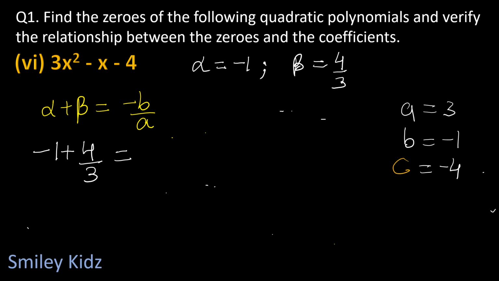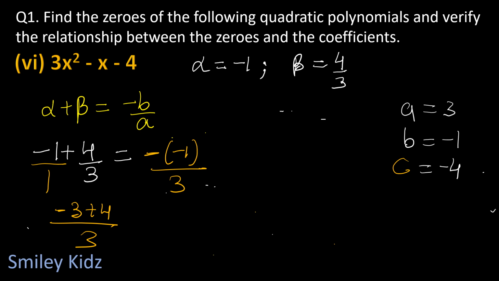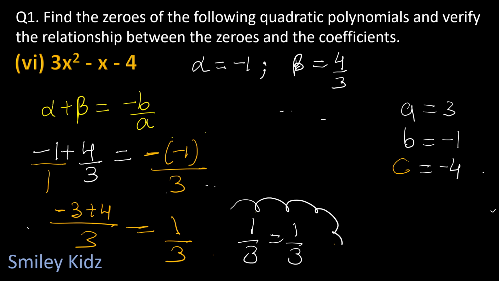Now, what is minus b? Minus of minus 1 upon what is a? 3. Right. So upon solving this, we take the LCM first. So it's going to be minus 3 plus 4, which is equal to 1 by 3. Right. Now on solving minus 3 plus 4, we get 1 by 3 equal to 1 by 3. And that's how we have verified the sum of the zeros and its coefficients.